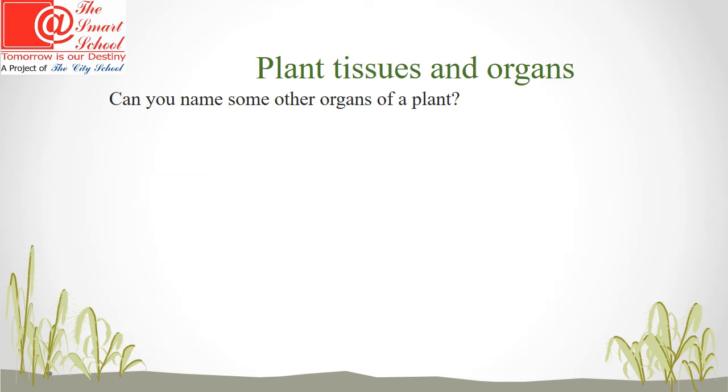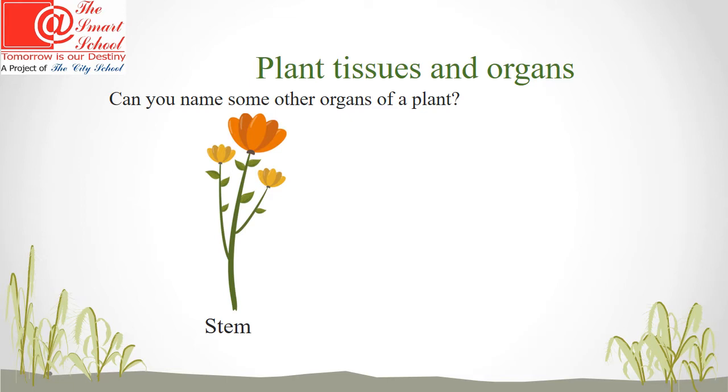Can you name some other organs of a plant? Stem is one of the organs of a plant. Right at the end of the stem you can see flowers, and they are there to attract the insects for pollination. Then there are leaves that are supported by the stem. And here the leaves can get sunlight and exchange gases with the surrounding air.